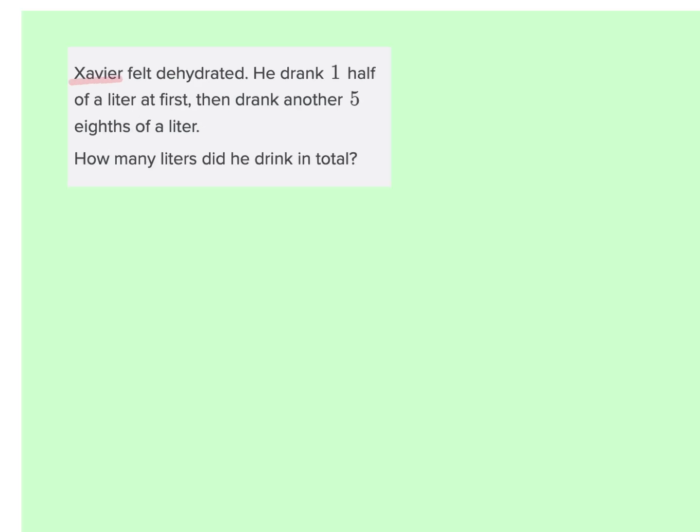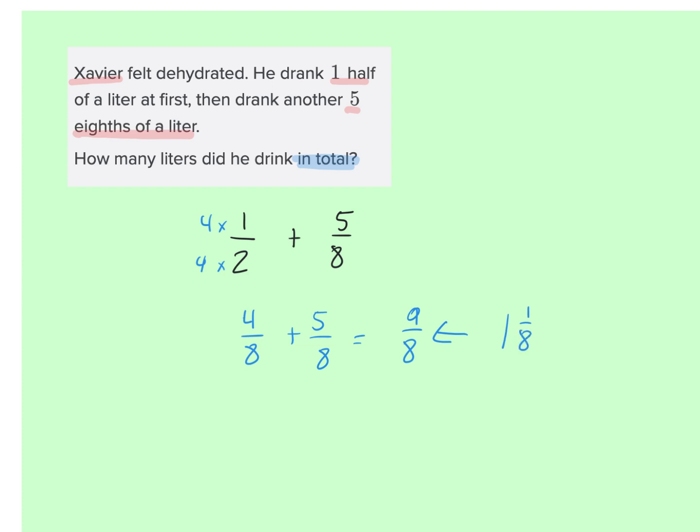Xavier felt dehydrated. He drank 1/2 of a liter at first, then drank another 5/8 of a liter. How much did he drink in total? So if it says in total, we need to add 1/2 of a liter and 5/8. Before we can add these, we need a common denominator. So let's rewrite it with a common denominator. Once you add it, you can leave it like this or make it as a mixed number.